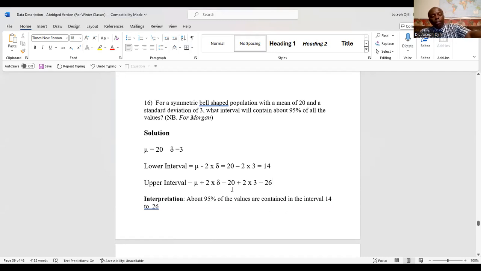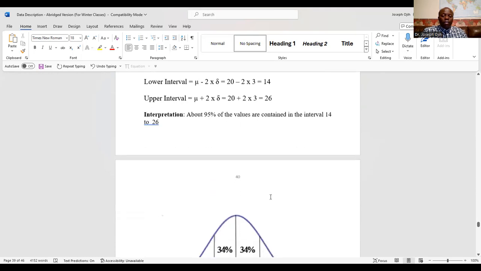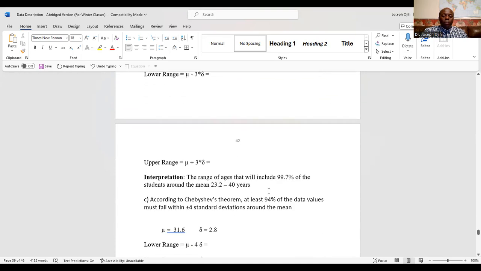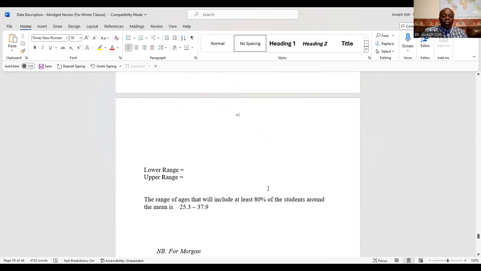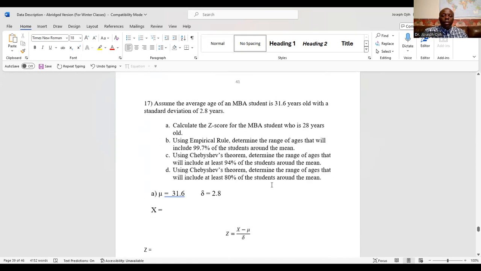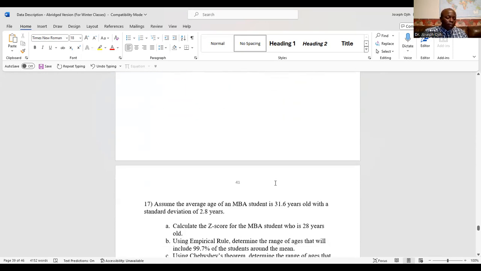Any confusion here? Any question? All right, there's no question. Good, excellent. Now let's move on to the last question on this. After this question, we finish the chapter. Then we can now begin probability theory.